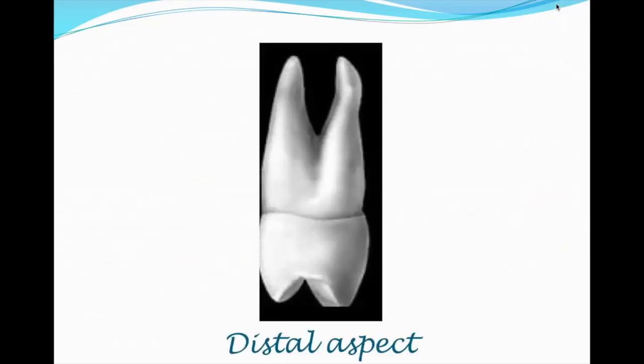Now this is the picture which shows the distal aspect. From the distal aspect, you can see this is your distal marginal ridge, and this one is your buccal cusp. As you can see, your lingual cusp is shorter. Then this is your buccal root, this is your lingual root, and this is your cervical line. Curvature of cervical line distally, we have read that it is 0 mm.